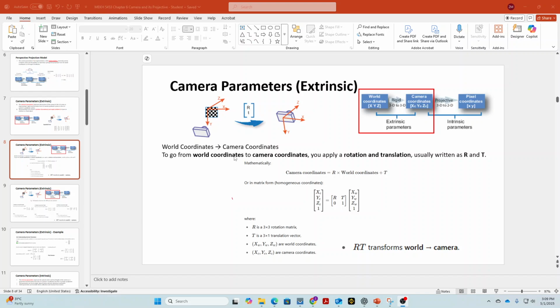To go from the world coordinates to the camera coordinates, you have to apply a rotation and translation, usually written as R and T. So this is going to be the formula, where R is a 3 by 3 rotation matrix, T is a 3 by 1 translation vector, this is for the world coordinates, and this is for the camera coordinates. By using RT, the rotation and translation, basically we change the values from the world coordinates to the camera coordinates at the pinhole.